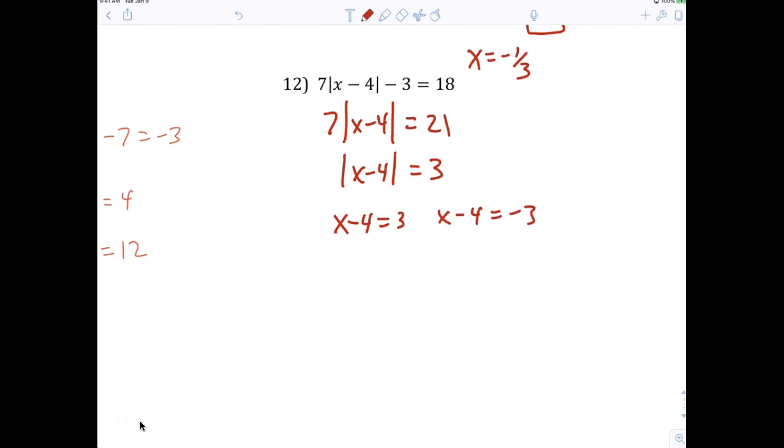So you would add 4. So it would be 7. Good. Then it would be negative 1. Oh wait, sorry. It will be 1. That's right. x equals 7 or 1. So when I do odds at your house, I always get stuck in the fractions and then the number.